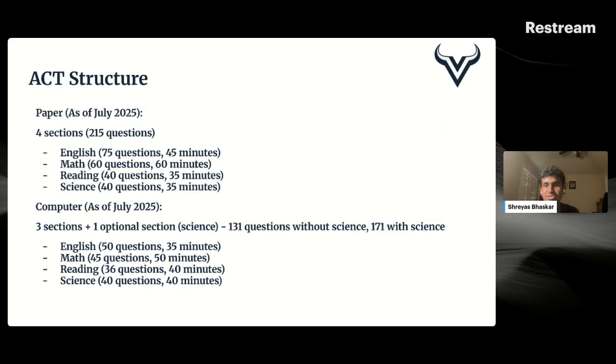Okay, so now let's just go to the ACT, the structure. So there's basically two types of ACTs that you can take. One is the paper ACT, and this is as of July 2025. So one is the paper ACT and one's the computer ACT, and these are going to be two different tests. So for the paper ACT, you have four sections, 215 questions. This is the one that has been there for a long time. This isn't the new one that they're making. So all of the times are going to be similar to 10 years ago.